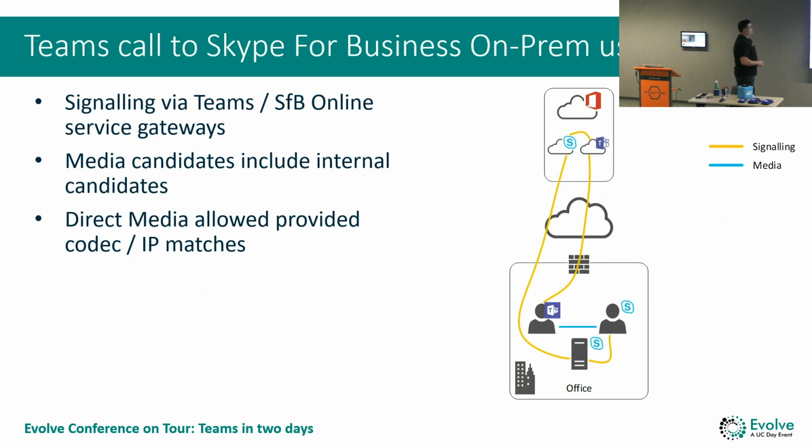If we are calling between Teams and Skype for Business, our signaling does this kind of weird thing where it goes up to the Teams service. The Teams service talks across to the Skype for Business interop. That's then coming back down to the Skype prem through hybrid and negotiating the call that way, but we do still get media between the two endpoints. So we still get media that is going locally.